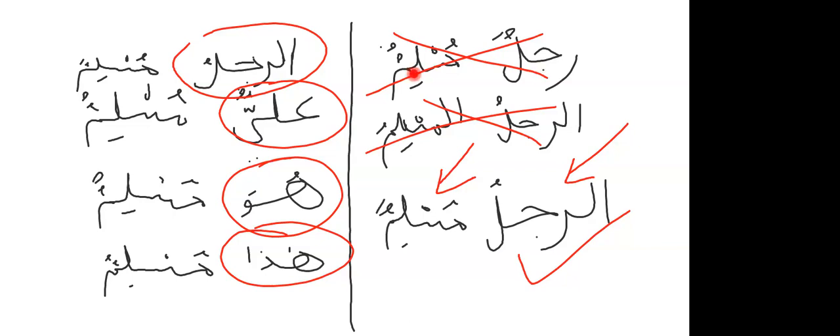Not that the two parts are indefinite, as in رجل مسلم, a Muslim man, or the two parts are definite, as in الرجل المسلم, the Muslim man. These ones are not sentences. But the man is a Muslim, this is a sentence.